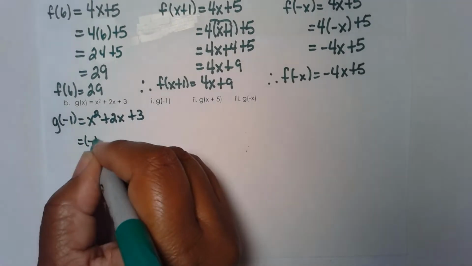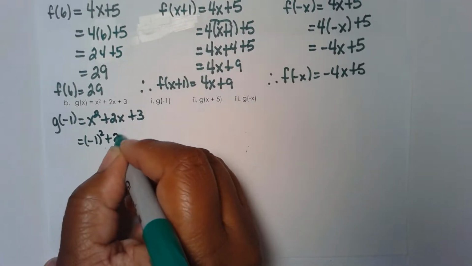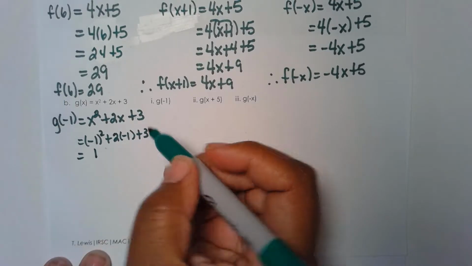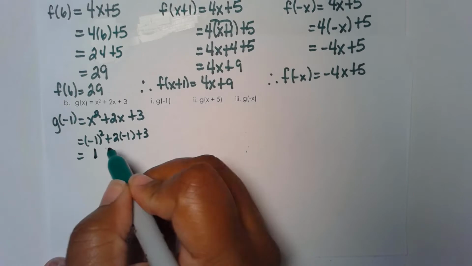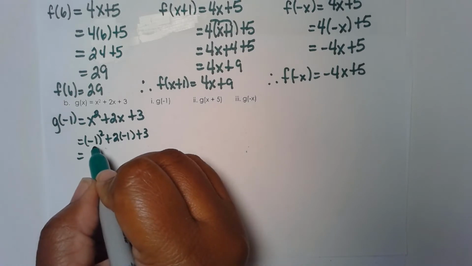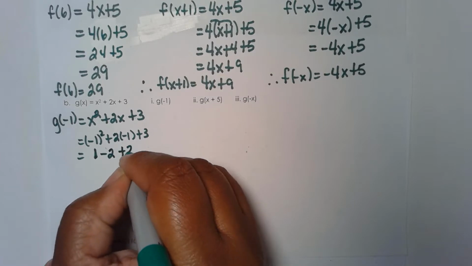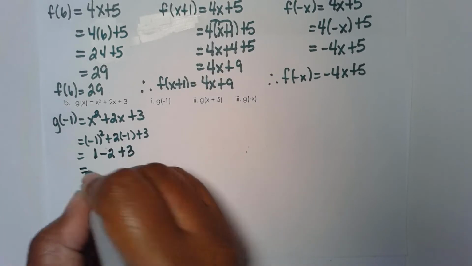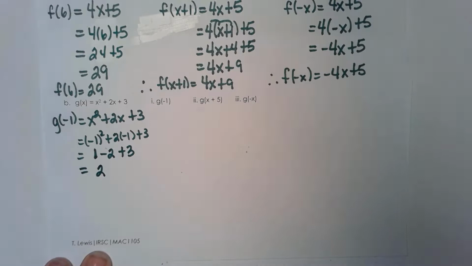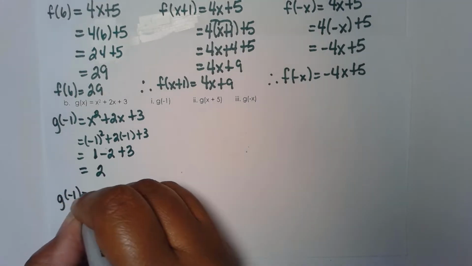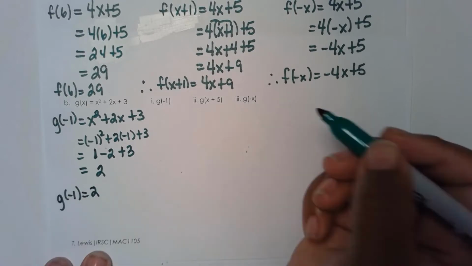So the quantity of negative 1 squared plus 2 times negative 1 plus 3. 1, because this is positive 1, negative times negative is positive. Then we have 2 times negative 1. That's negative 2 plus 3. And then this adds to being 2. So g of negative 1 is 2.